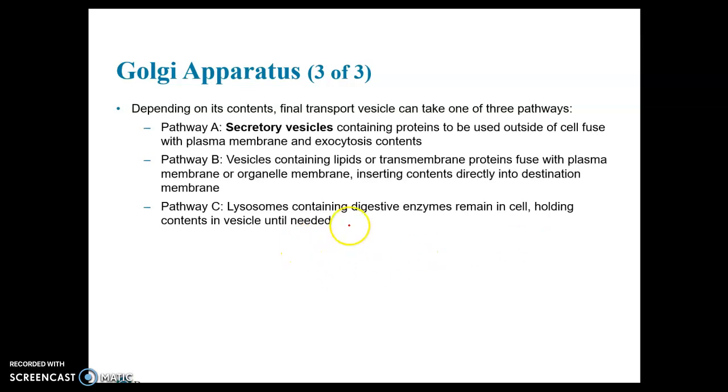If it's pathway B, vesicles containing lipids or transmembrane proteins, the membrane proteins like channel proteins and carrier proteins and receptor proteins. These will fuse with the plasma membrane or the organelle membrane, and the contents will be directly inserted into that membrane.